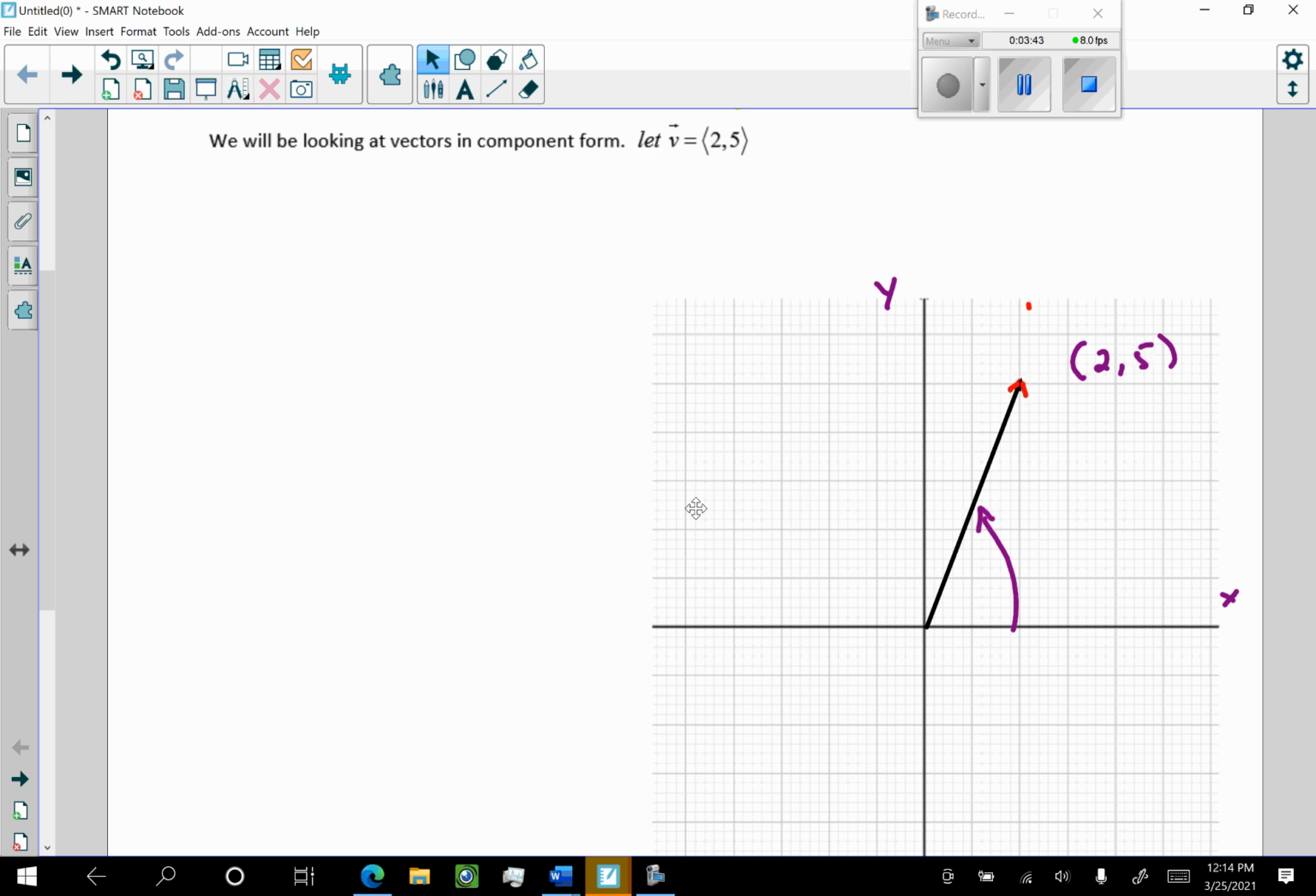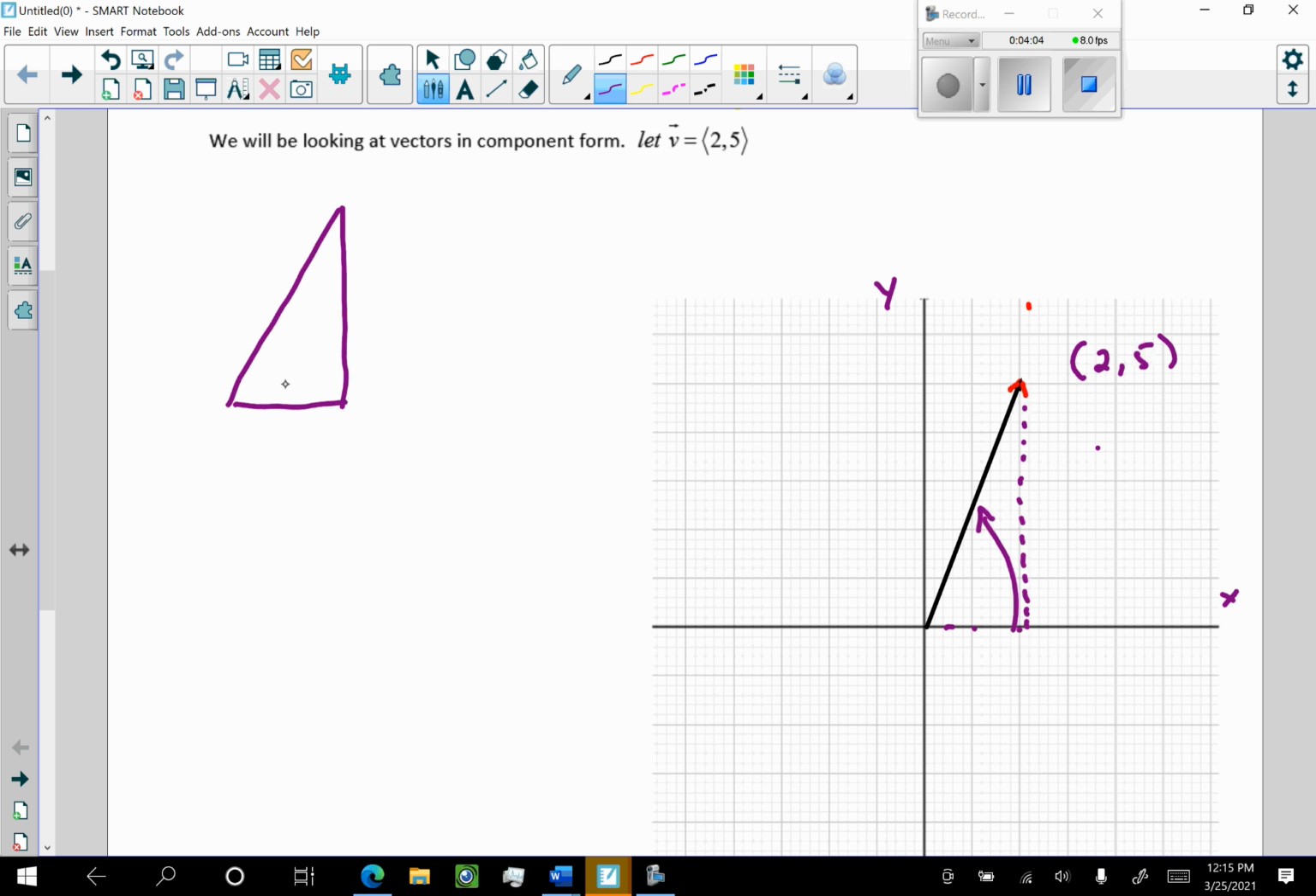Okay, so the first thing that we're going to do is find the magnitude of that vector, i.e. the length. And in order to do that, do not make this more difficult, because it's pretty straightforward. We're just going to look at this right triangle here. We pull that right triangle out. I think it's clear that this distance right here is 2, and this distance here is 5.